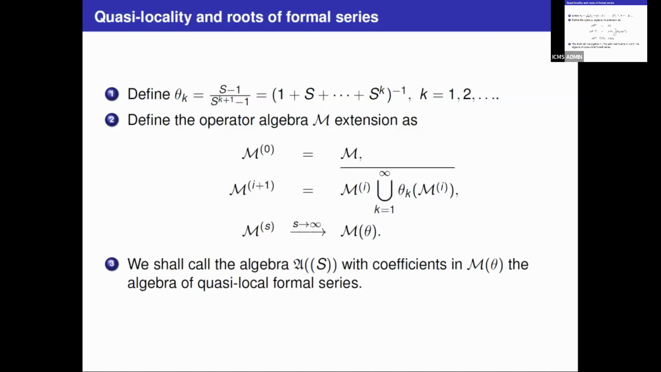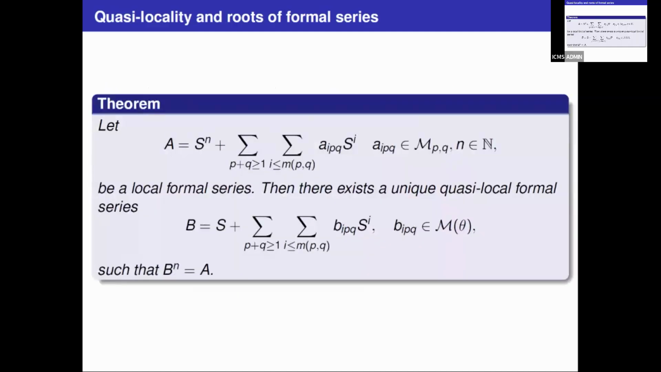And then we shall call an algebra of formal series with coefficients in this extended algebra of left-right multiplication an algebra of quasi-local formal series. And then we can extract the root. So if A is a local formal series, s to the power m plus something nonlinear, then there exists a unique quasi-local B such that b to the power n equals a.